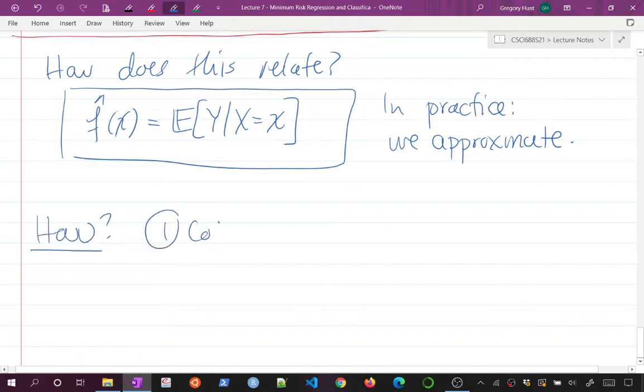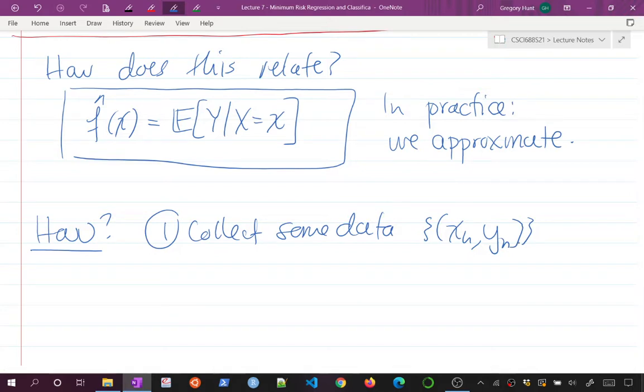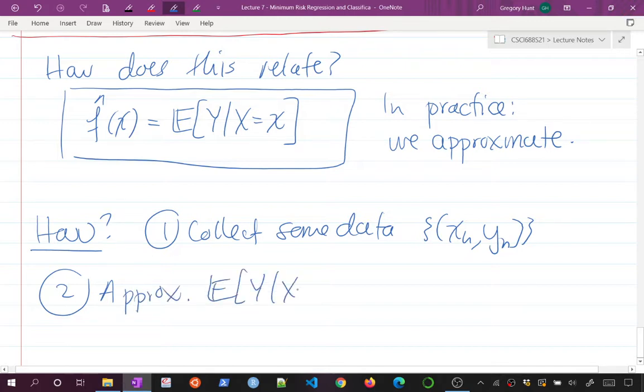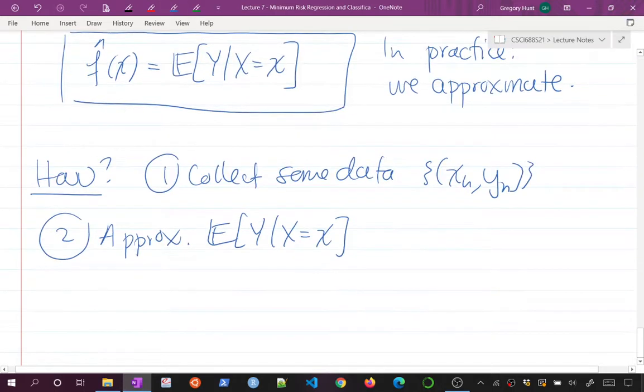Well, step one is collect some data. We call this the training data, right? That are draws from our distribution, all right? We don't know what the distribution is. We want to do some inference on it. We want to figure out what this conditional expectation is. So collect some data and approximate this, right? And so step two is approximate this thing. And you call it your f hat.